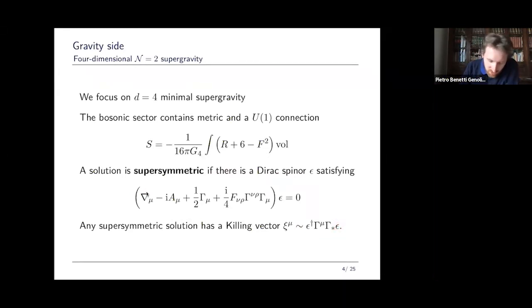And you can show using this equation that this vector is Killing. So it generates an isometry. This means that all the supersymmetric solutions to this theory have a U(1) isometry. Okay, that's locally. Globally, I'm assuming that the orbits close. If the orbits don't close, there is a way of dealing with that, but I'm simplifying for the sake of the talk. Okay. So now let me do a small detour, and then I'll go back to the main thread of the talk.